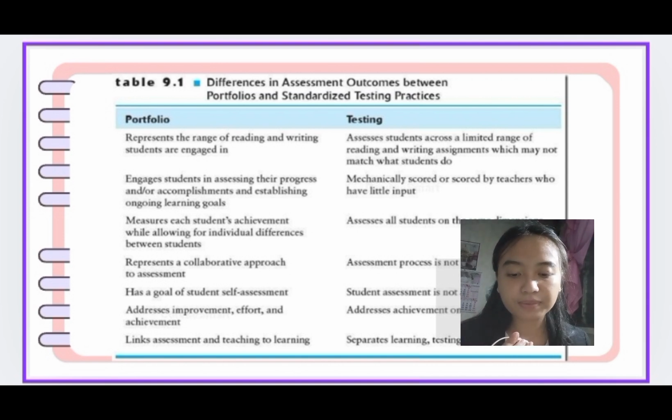Next, a portfolio assesses improvement, efforts, and achievement, while testing addresses achievement only. Next, a portfolio links assessment and teaching to learning, while testing separates learning, testing, and teaching. So the test treats teaching, learning, and assessment as separate activities, which could limit the overall impact on the students' growth. So these are the differences between portfolios and standardized testing.